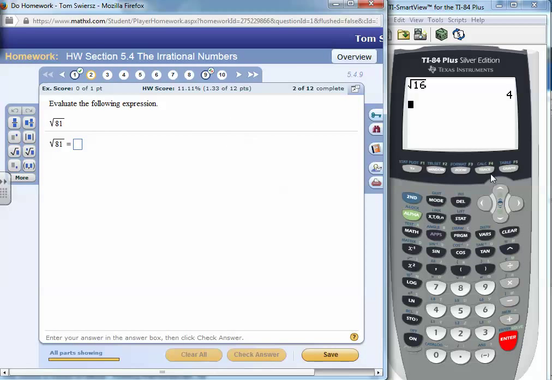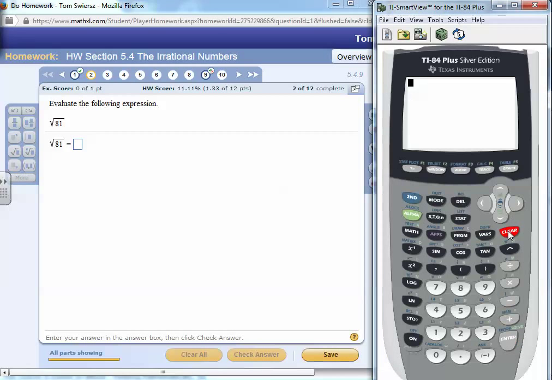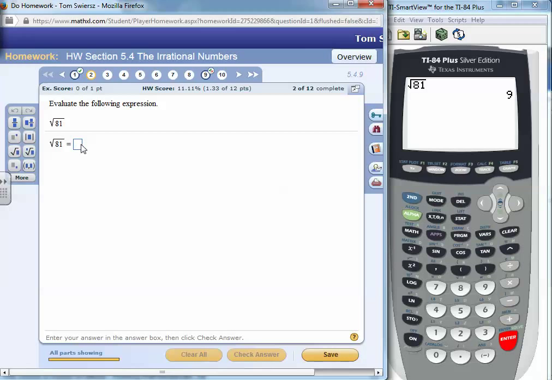Okay, square root of 81. What times what gives you 81? It's 9, right? So again, on the calculator, second, x squared, and it'll get the radical sign. Put in 81, and you get 9, because 9 squared is 81. So the square root of 81 is 9.